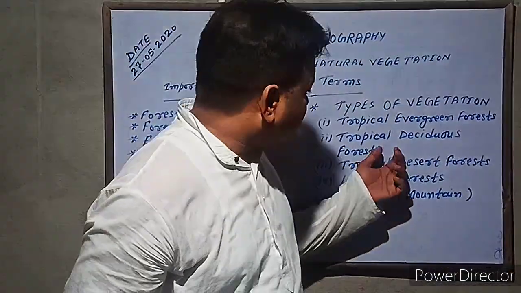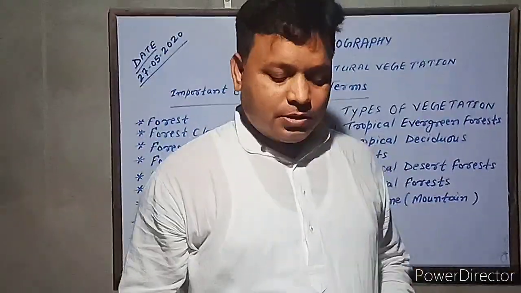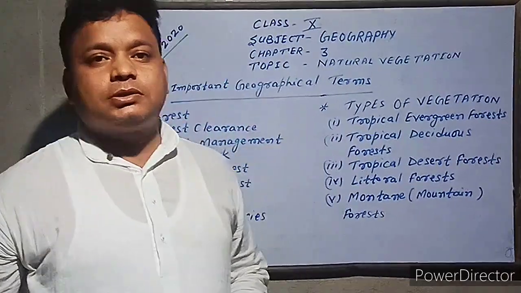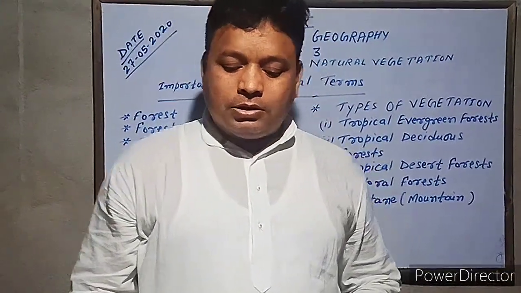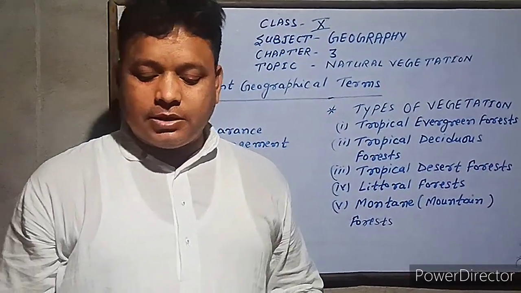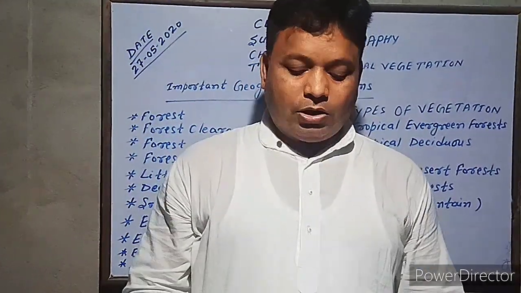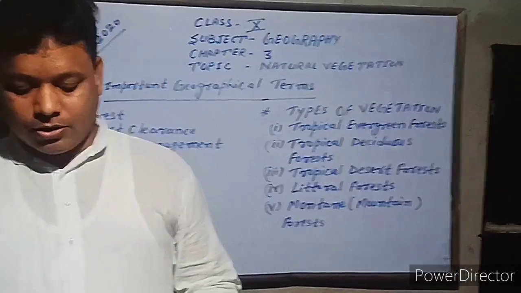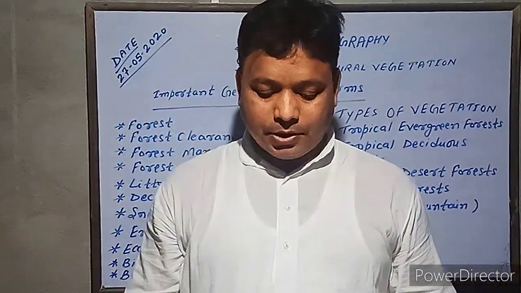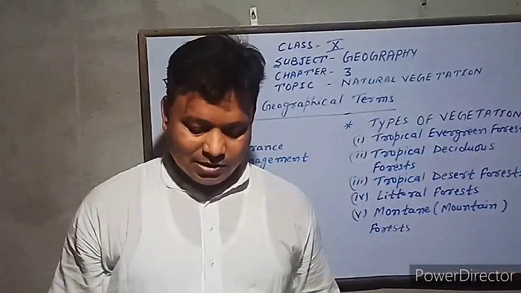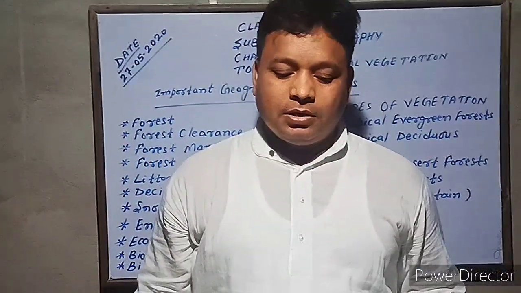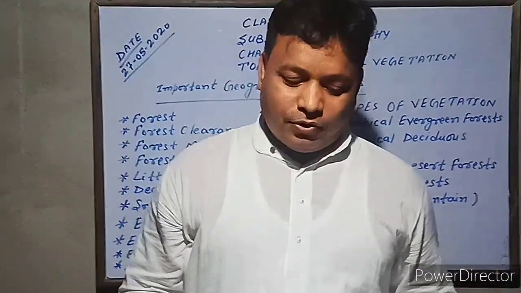Now I am going to teach about tropical deciduous forest. Tropical deciduous forests are also known as monsoon forest. These forests are most extensively seen in India. On the basis of availability of water, tropical deciduous forest can be broadly divided into two categories, two types.